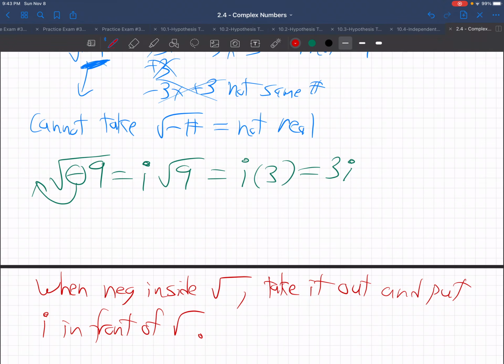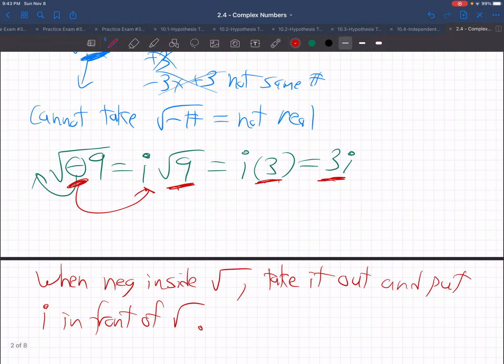That's the deal. That's how we handle the square root of a negative number. You take that negative and you put an i in the front. And the negative's gone. Then you can do the square root of 9. Now that the negative's not in there anymore, the square root of 9 is 3, so it's 3i. So that's how we handle that.